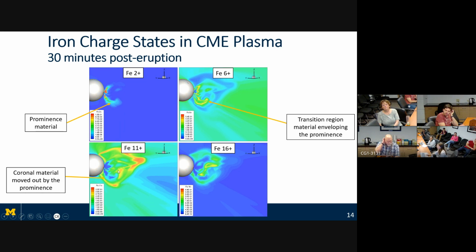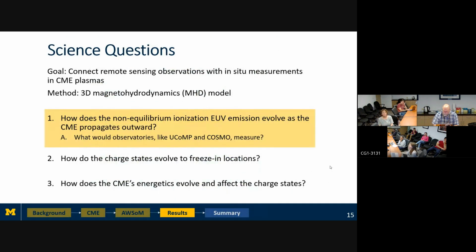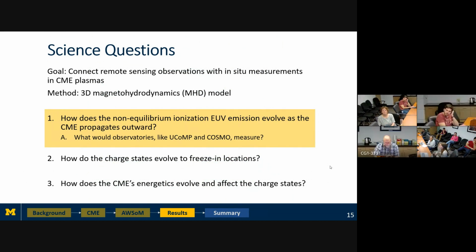And in the flux rope, we're starting to see maybe a little bit more coronal material. And then really in the flux rope, we see a lot of iron 16+ in comparison to elsewhere. So that's really emphasizing the heating in the flux rope. So all of this generally looks like what we would expect to happen. So we then could begin answering our first set of science questions, which is, how does this EUV emission evolve as the CME propagates, and how would the visible also look?